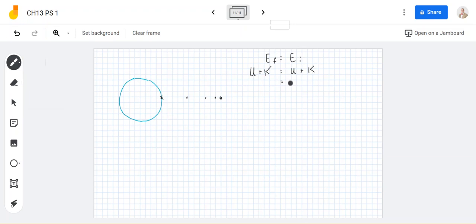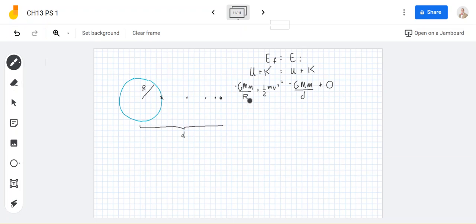So on the initial side, negative G all over the distance. Now this is the center to center distance here. And don't forget that our planet has radius r, or our asteroid, or whatever it is. And it says we dropped it, so that means initial kinetic energy is 0. So that's cool. And at the surface, the gravitational potential energy is negative GMm all over r. And this is 1/2 mv squared. And this is the speed that we're solving for.